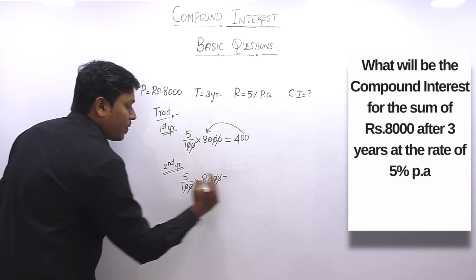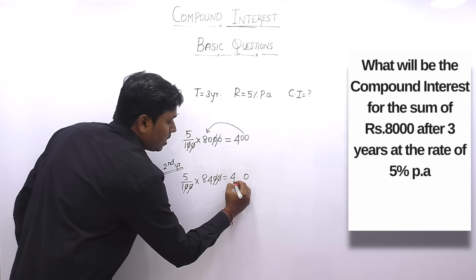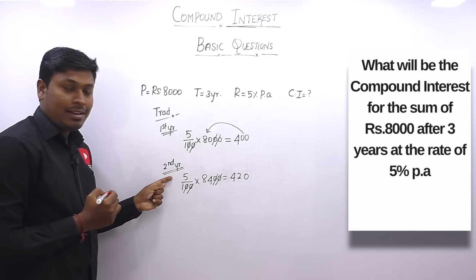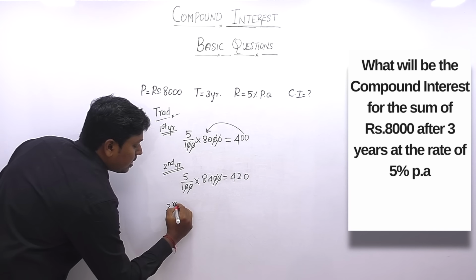So 5 4s are 20. So remainder will be 2. 8 5s are 40. 40 plus 2 will be 42. So finally, for the second year, the compound interest is 420. So let me find what is the compound interest for the third year.